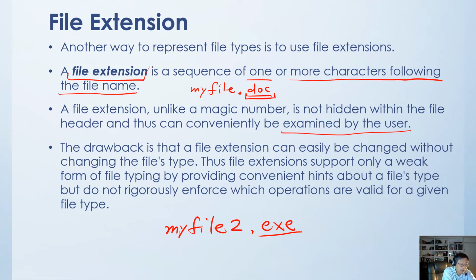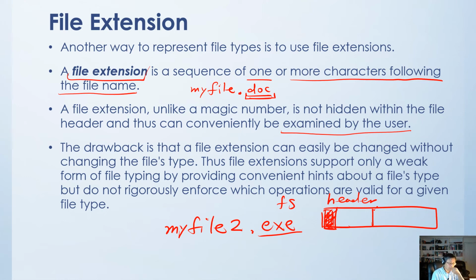Remember, the file type using the magic number is in the file header. The first thing there is the magic number. That number is hidden from the user, so only the file system can access that number. So the user cannot change the file type if the file type is in the header. However, the file extension is part of the file name, so the user can change the file extension. However, changing the file extension doesn't necessarily change the file type. The magic number cannot be changed.